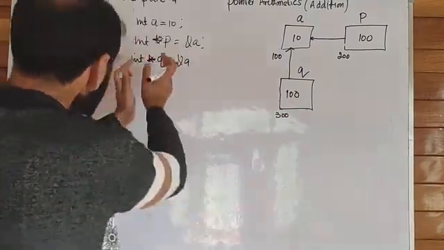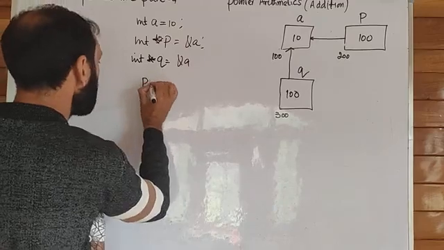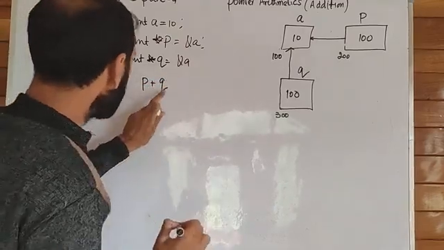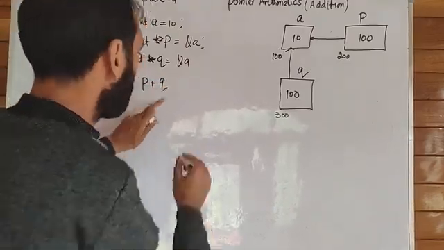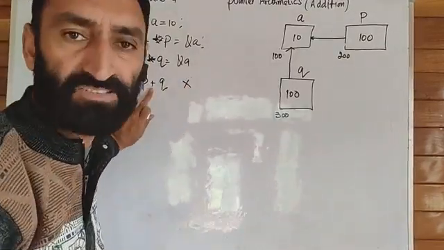Now if we perform arithmetic, for example addition, say p plus q, that is illegal. This is illegal. We cannot add pointers like this.